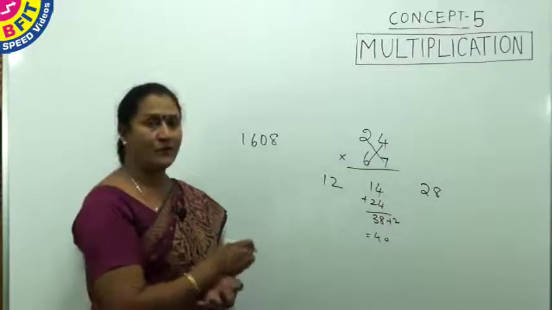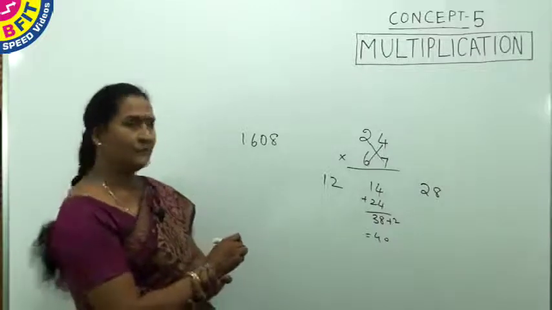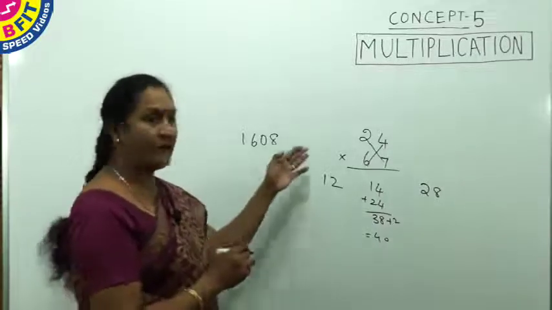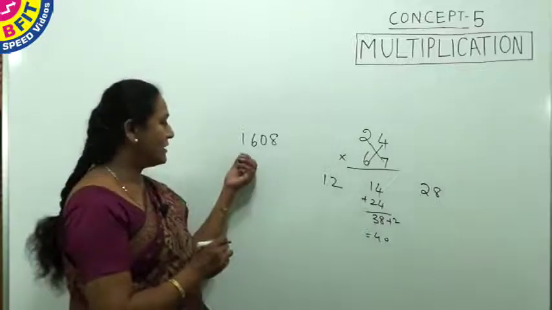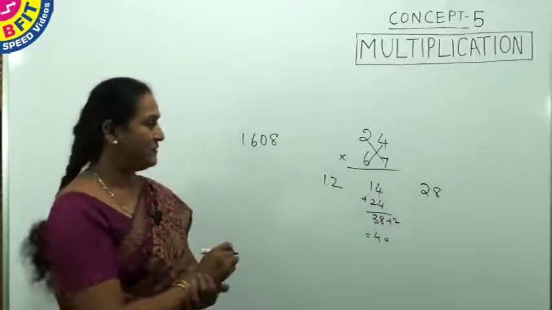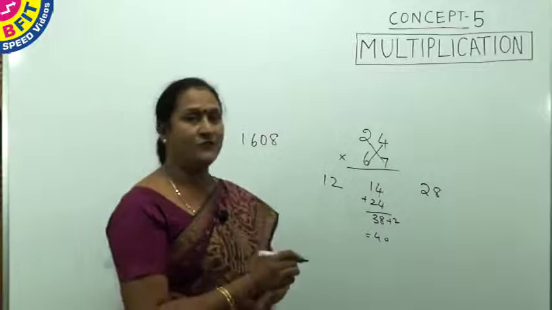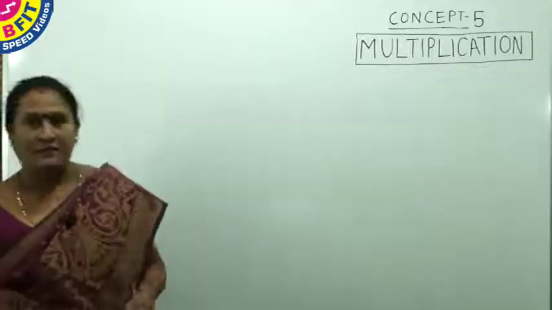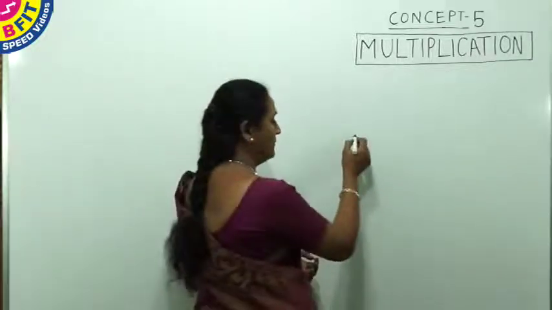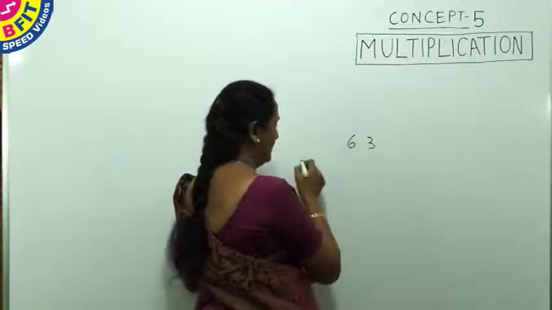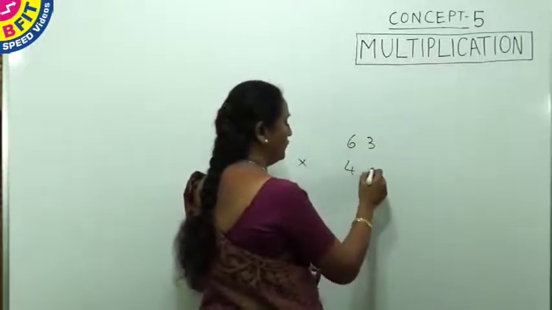So hope you would have got the same answer. So the product of 24 and 67 is 1608. Now we'll check what is the answer for the next question. So the next question is 63 into 48.